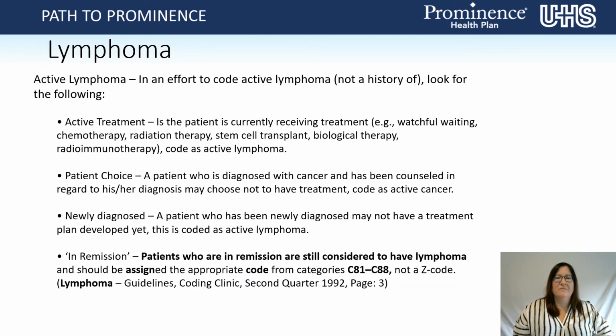Active lymphoma. In an effort to code active lymphoma and not a history of, look for the following. Is there active treatment? Is the patient currently receiving active treatment such as watchful waiting, chemotherapy, radiation therapy, a stem cell transplant, etc.? You'll want to code this as active lymphoma.